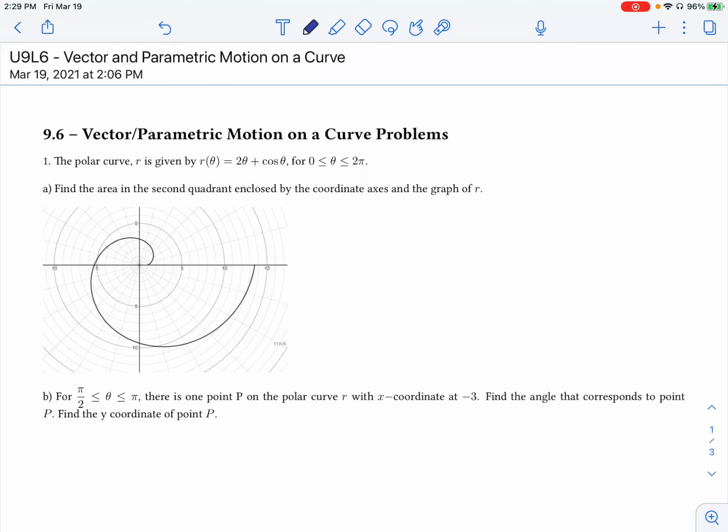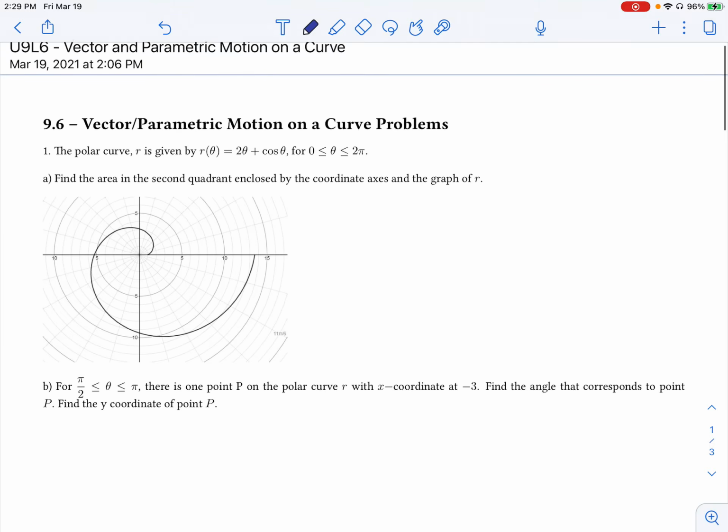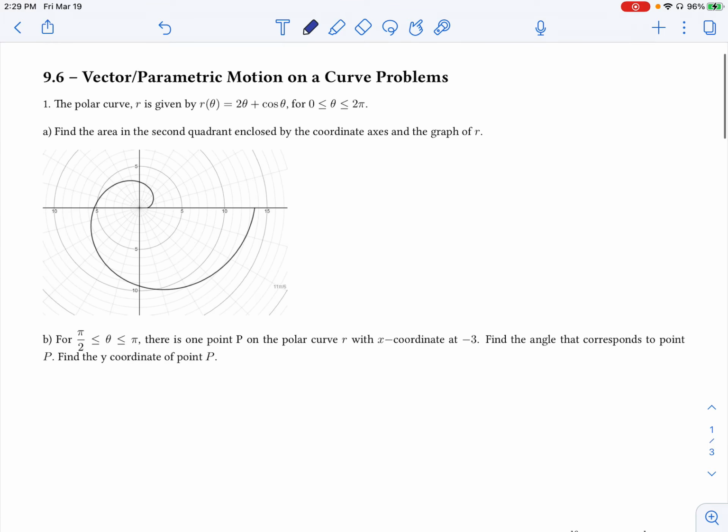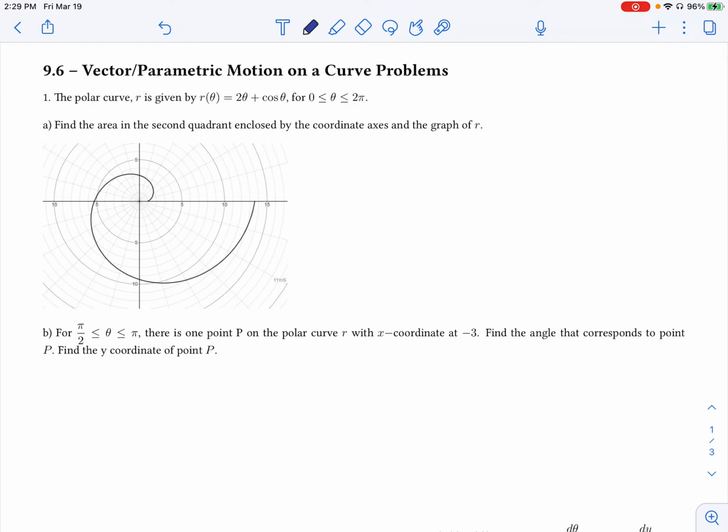We've covered a lot in this unit. We've looked at parametric and polar functions, and we've talked about finding the distance around an arc length or finding the area inside polar curves. And so it seems fitting that for the final lesson of this course, it would make sense for us to cover a lot of those things by looking at vector and parametric motion on a curve.